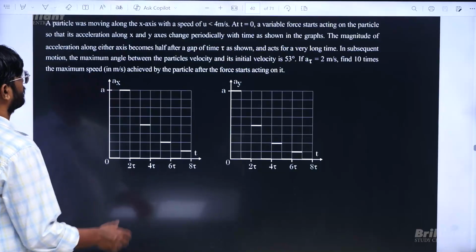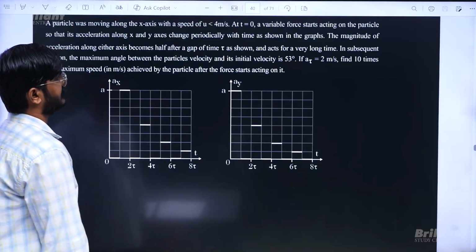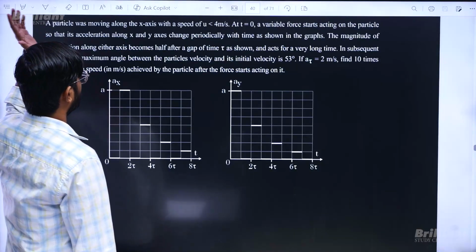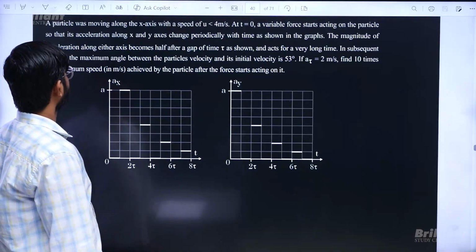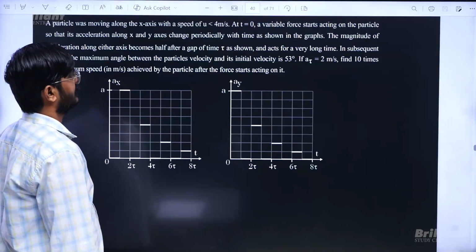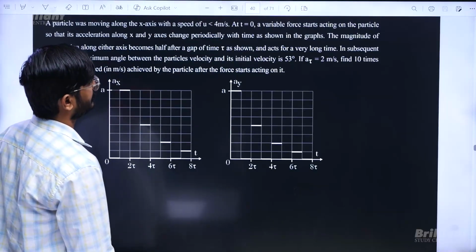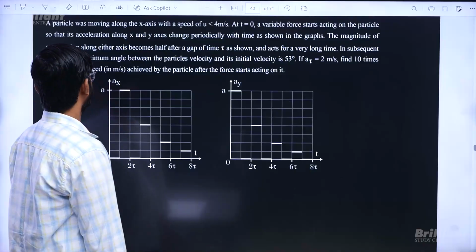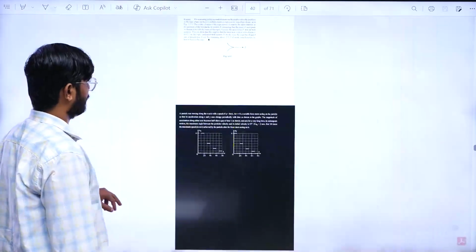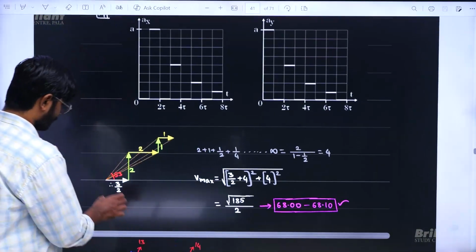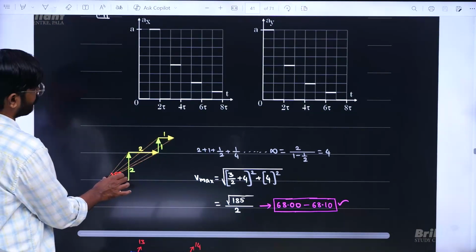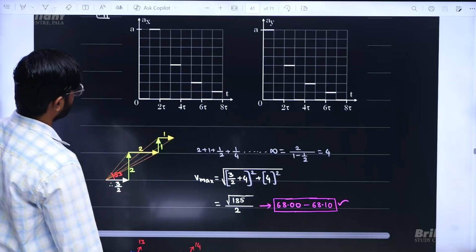In the subsequent motion, the maximum angle between the particle's velocity and its initial velocity is along x-axis and speed is less than 4 units. And the maximum angle between the particle's velocity and initial velocity is 53 degrees, and a into tau is given as 2 units. Find 10 times of maximum speed achieved by the particle. Now, this is the initial velocity along x-axis, whose value we don't know, we are going to figure it out.